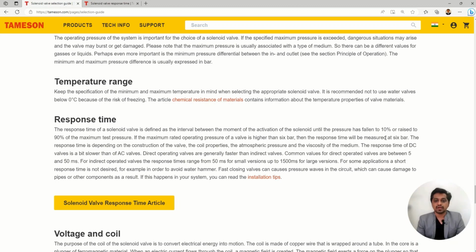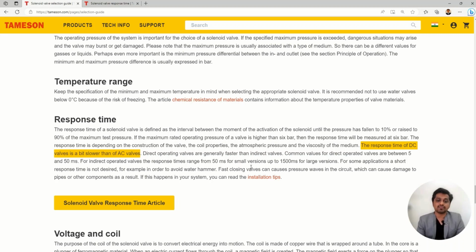If we see the type, the response time depends on the construction of the valve, the coil properties, atmospheric pressure, and viscosity of the medium. So there are a lot of parameters which affect your response time, so you should know all these parameters of the medium and all those things. The response time of the DC valve is a bit slower than the AC valve. Yeah, the DC valves are a little bit slower than the AC valves.